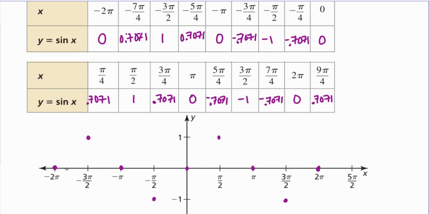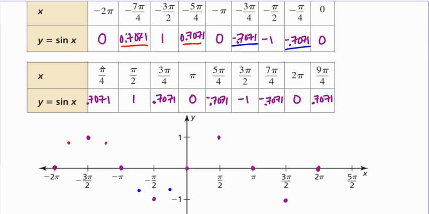0.7071, negative 7 pi over 4, that's actually going to be halfway between negative 2 pi and negative 3 pi over 4, and it's going to be pretty high up here. Okay. And then I've got that value repeated again, right? So that's going to be halfway here and up here. I've got the negative of that value. So negative 0.7071, halfway between negative pi and negative pi over 2, and clear down here. And again, I've got that value repeated, so we've got a nice pattern going on. That's going to be right here.